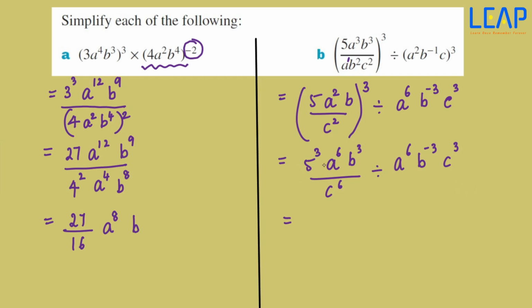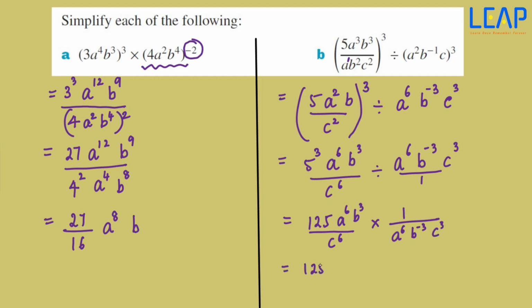First, starting with the number. 5 cubed is 5 times 5 times 5. It's 125. I don't have any other term with 5, so I'm just going to put it as it is. And then you'll do a to the power of 6, b to the power of 3 over c to the power of 6. Now again, here it's the same concept like we did in the previous one. Division, change it to multiplication, use this as over 1. So times 1 over a to the power of 6, b to the power of negative 3, c to the power of 3.